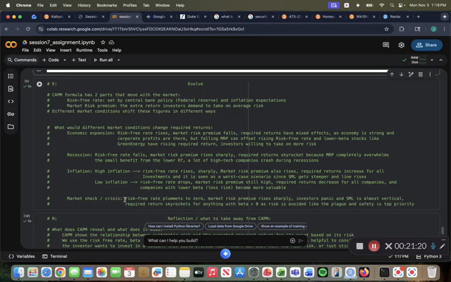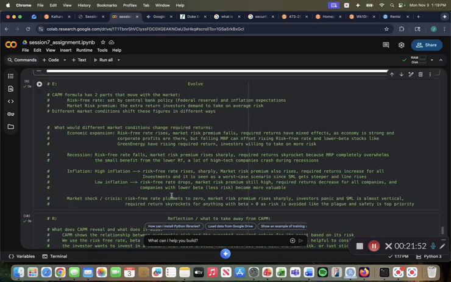When corporate profits are up in an economic expansion, the required return rises for these companies, but can be offset by falling MRP and lower beta stocks. And then in a recession, the risk-free rate falls, the market risk premium rises sharply, and this causes required returns to skyrocket because MRP completely overwhelms the small benefit from the lower risk-free rate.